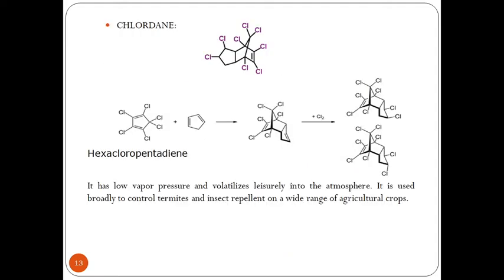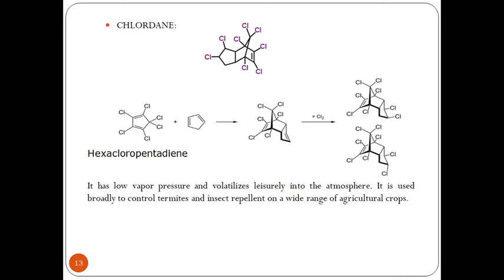Coming to chlordane, we have already seen what this is. It has a norbornene system and a 5-membered system. Again we can observe the presence of chlorine, which is effective as an insecticide. So what is the starting material for this? The starting material is hexachloropentadiene, which reacts with the cyclopentadiene system under a Diels-Alder reaction. There would be the synthesis of this chlordane.